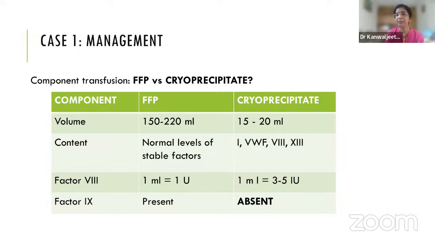So in a patient of known hemophilia A with volume overload, we would prefer to use cryoprecipitate as it is a concentrated preparation. 1 ml has a higher unit. But when we are still evaluating, we would prefer to use FFP. And 1 ml has roughly 1 unit of factor 8.